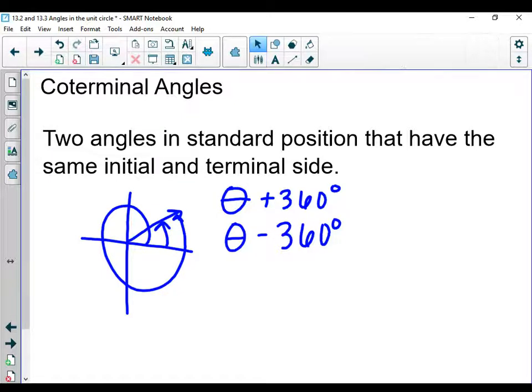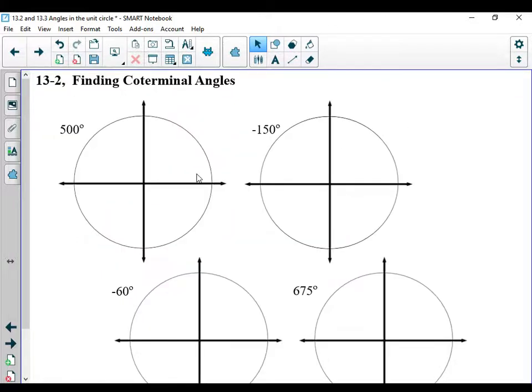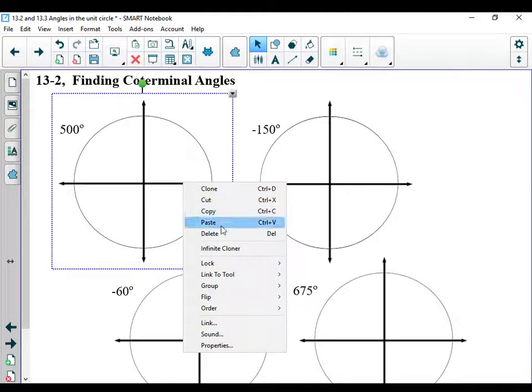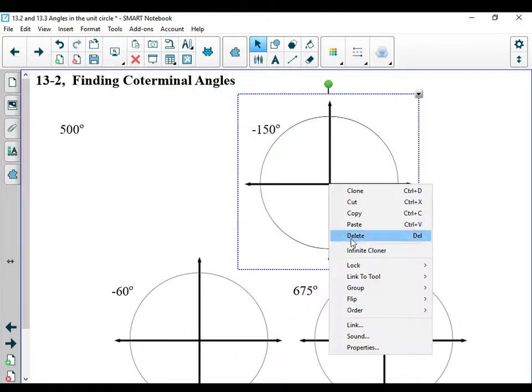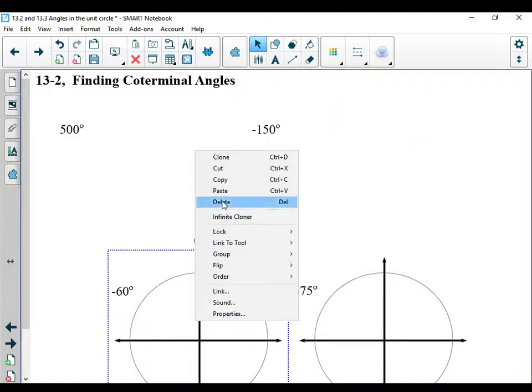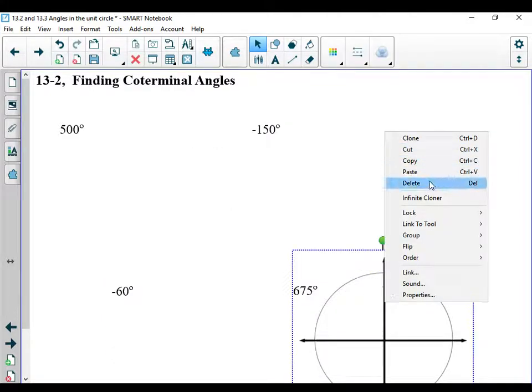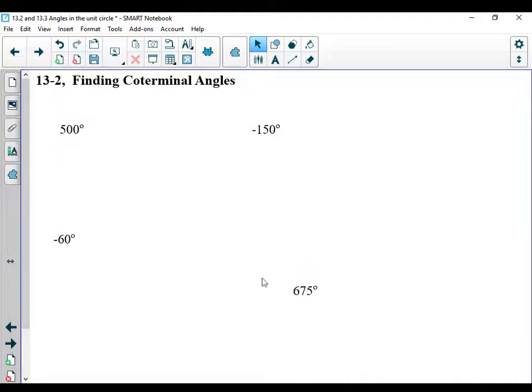So instead of drawing all of these out, I'm going to delete all the circles. I just want you to find a positive and a negative. So in your answers, you should have a positive number and a negative answer for your coterminal. So go ahead and find both a positive and negative coterminal angle for all four of these examples. In some cases, you might have to keep adding and subtracting 360.